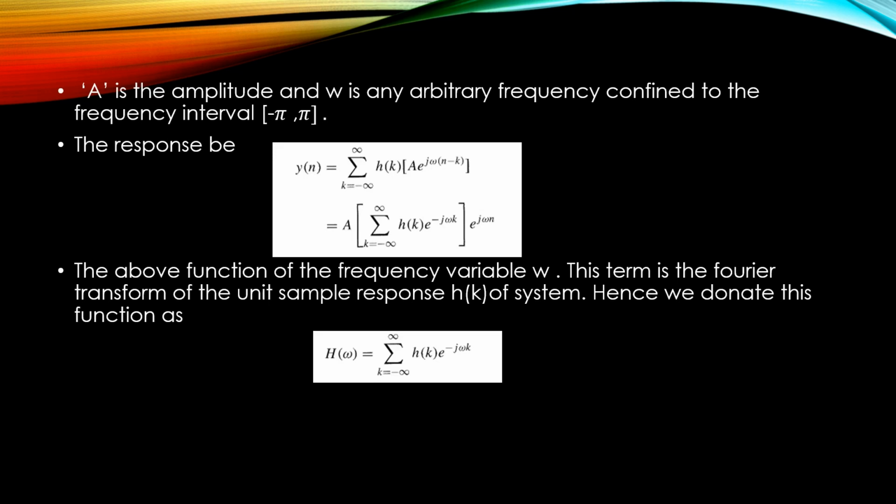where A is the amplitude and omega is an arbitrary frequency confined to the frequency interval of minus pi to pi. The response is y of n is equal to summation of k equal to minus infinity to infinity h of k into A into e to the j omega into n minus k, which is equal to the summation of minus infinity to infinity h of k e to the minus j omega k into e to the j omega n. The term in this function of the frequency variable omega is the Fourier transform of the unit sample response h of k of the system.